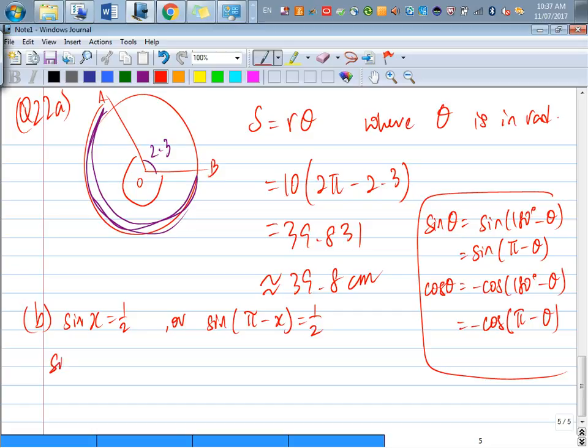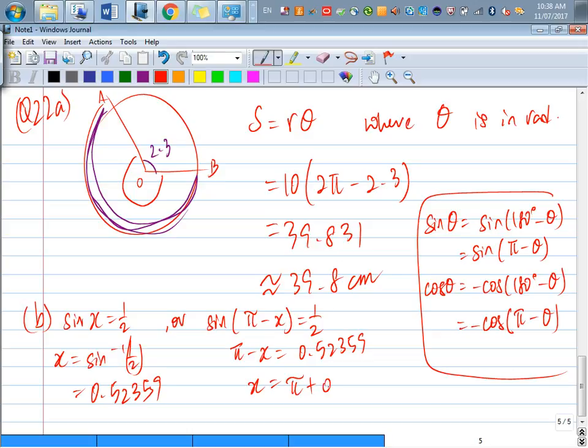So over here, x is equal to sine inverse half. And what do we get? 0.52360, are you sure? 59, isn't it? Okay, this is in radian. And over here, pi minus x is also equal to 0.52359. So x equals to pi minus 0.5235... First, you truncate. That means you don't care about the rest. Just take the first 5 significant figures. After that, then you round off.